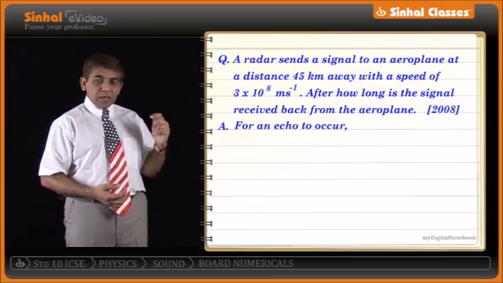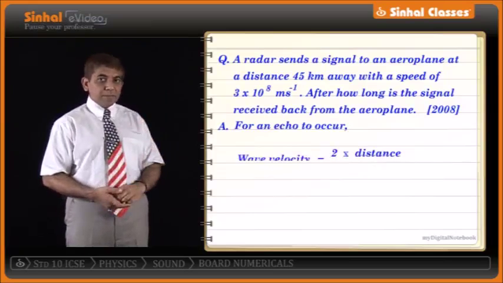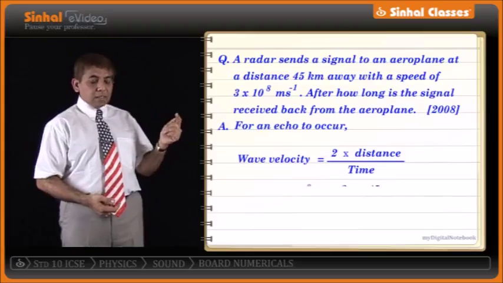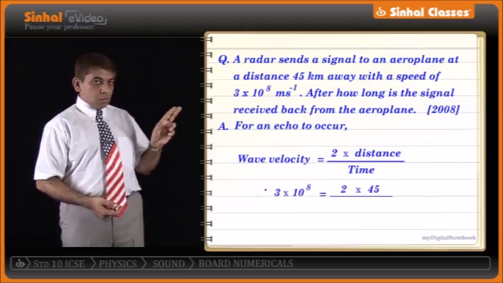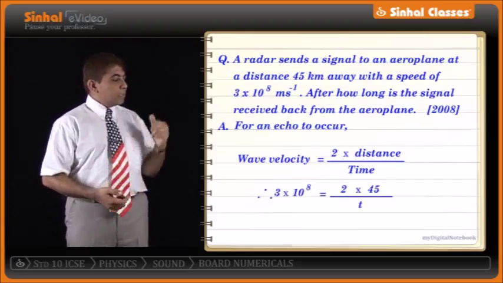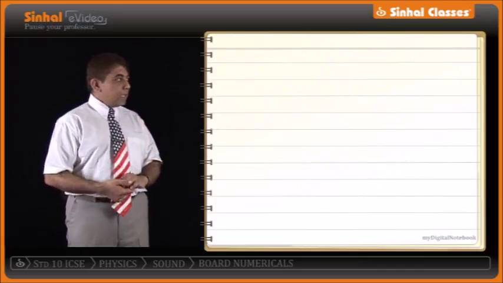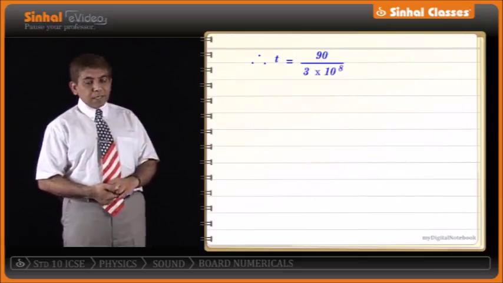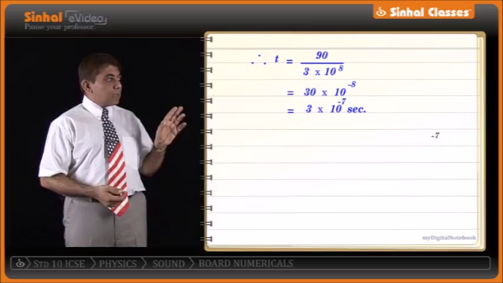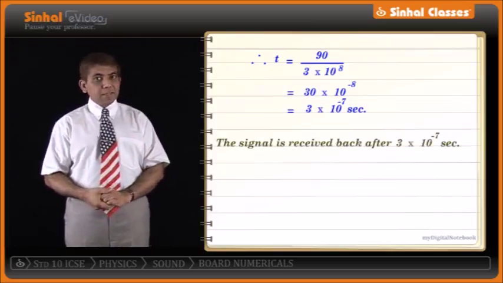For an echo to occur, our relation remains unchanged. Wave velocity is twice distance upon time. If I substitute this, I get 3 into 10 to the power 8 is equal to 2 multiplied by 45 divided by t. On calculating, I get that the time required for the signal to come back is 3 into 10 to the power minus 7 second. So my answer is the signal is received back after 3 into 10 to the power minus 7 seconds.